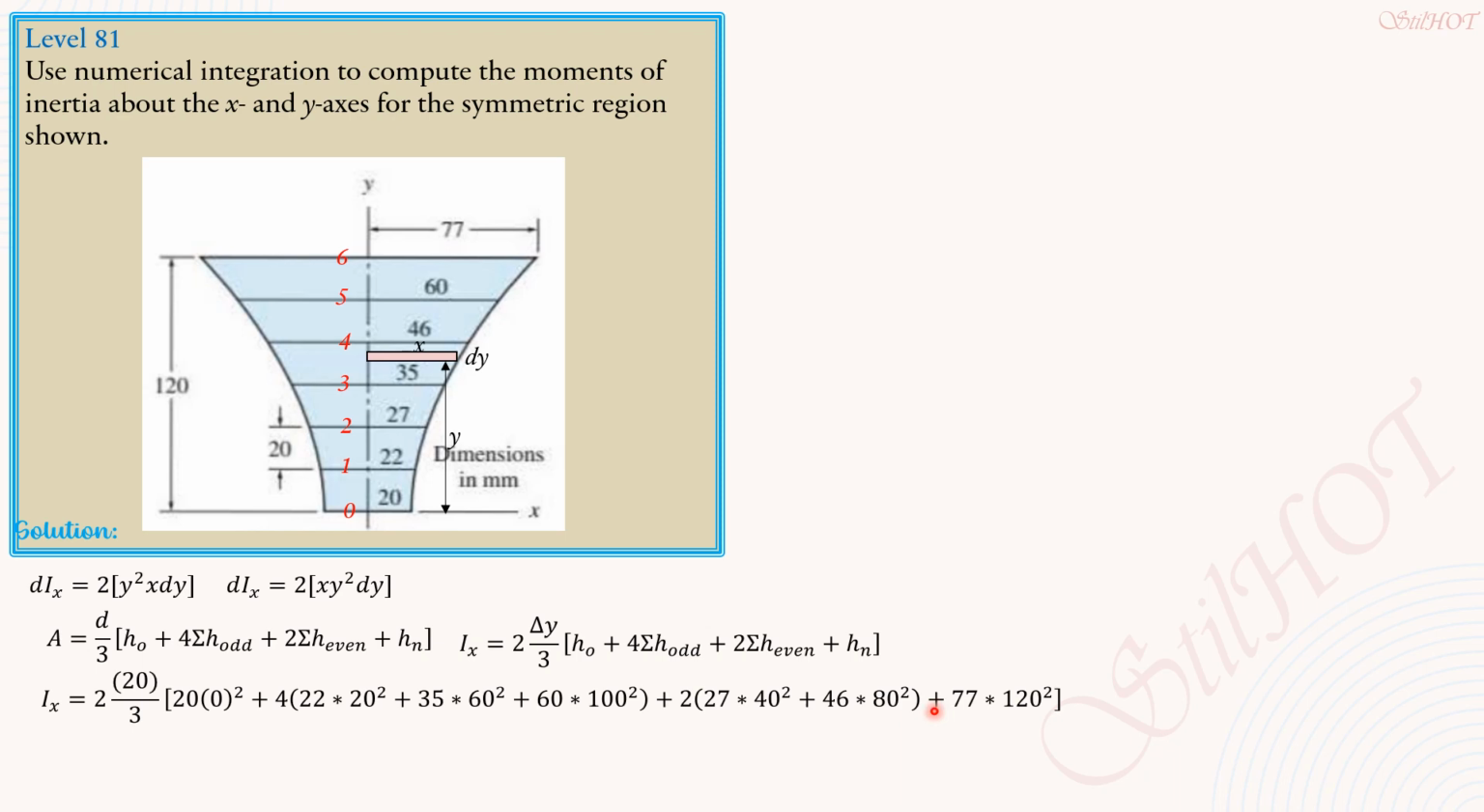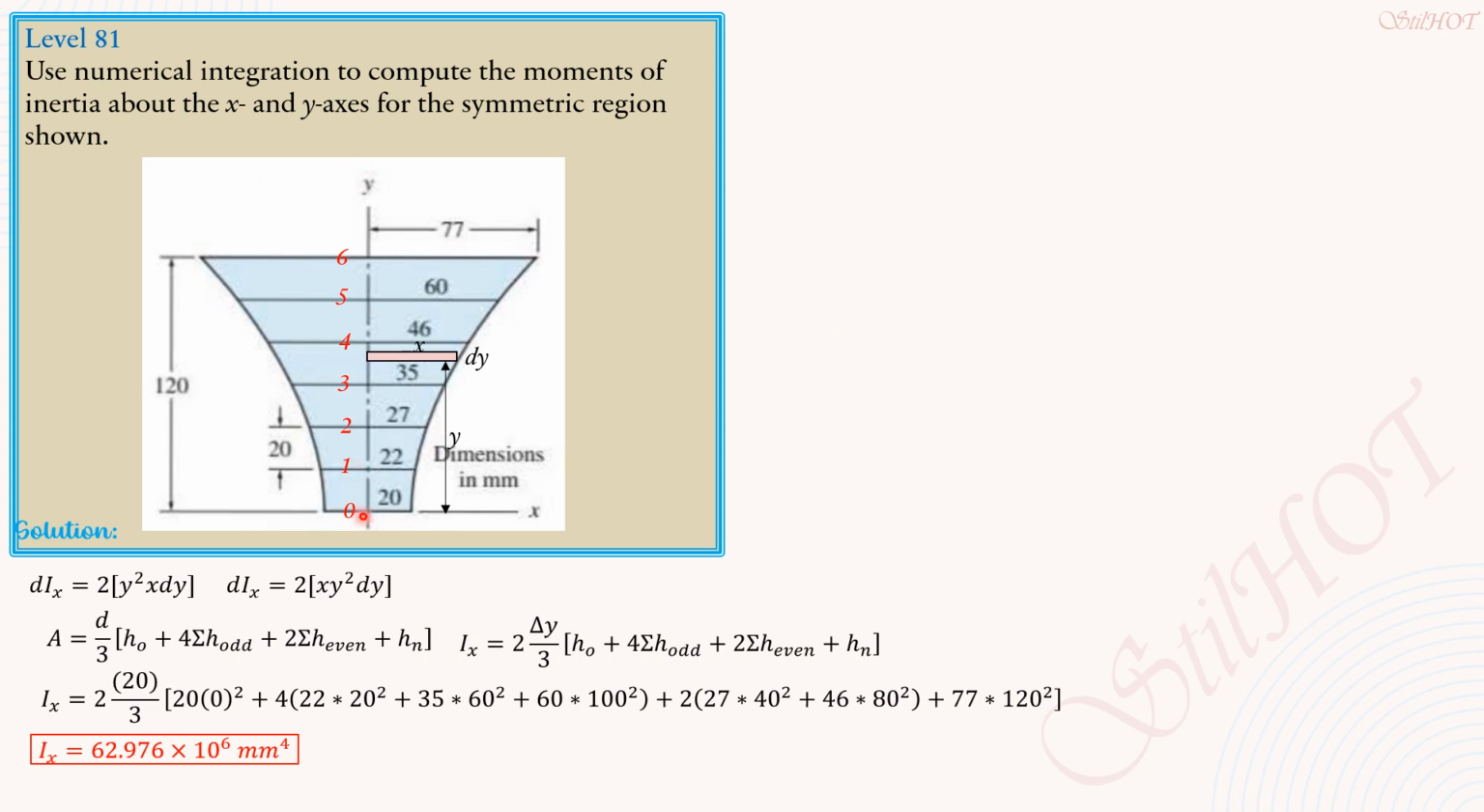Then plus h_n, which is xy square for the last, is 77, that's the x, and its distance from the x-axis is 120 quantity square. So computing Ix is equal to 62.976 times 10 to the 6 mm to the fourth.